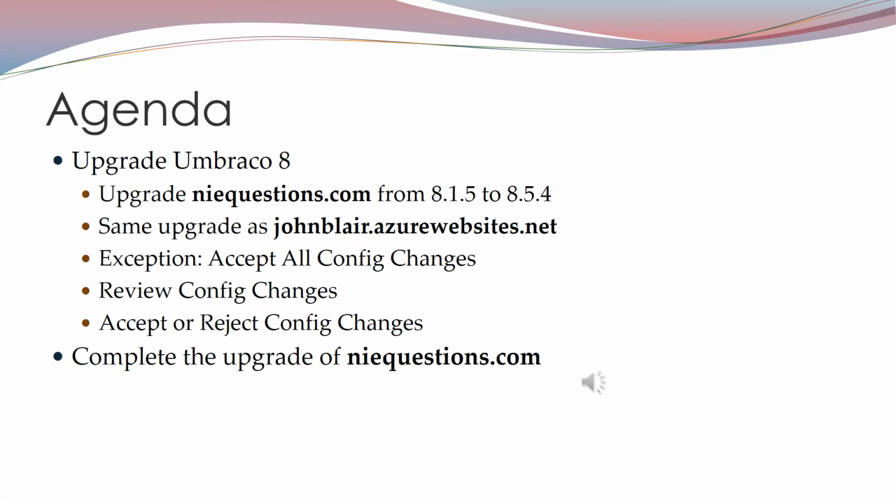The agenda for this tutorial then is we're going to do an upgrade of niequestions.com from Umbraco version 8.15 to 8.54. So this is going to be the same upgrade as johnblair.azurewebsites.net, with the exception that during this upgrade we're going to accept all the config changes suggested. In the previous upgrade I said no to all config changes. I want to find out if that was a good or a bad decision.